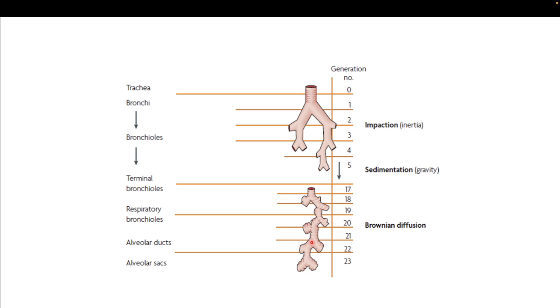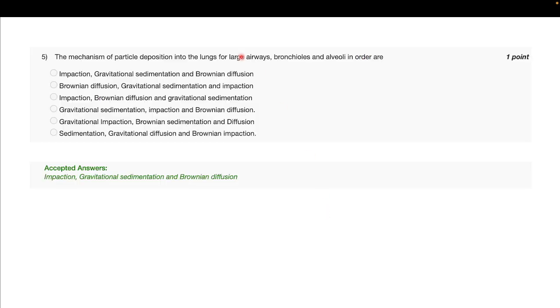So this will lead to Brownian diffusion. This is the order of phenomena that keep happening when your particles are delivered through inhalation. First there will be impaction, then there will be sedimentation, and then followed by Brownian diffusion. So as per the question, we have to list the order of these different mechanisms. According to that, first is impaction, then gravitational sedimentation, and then Brownian diffusion.